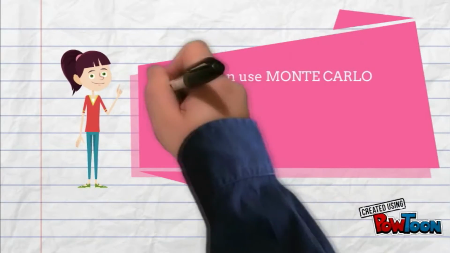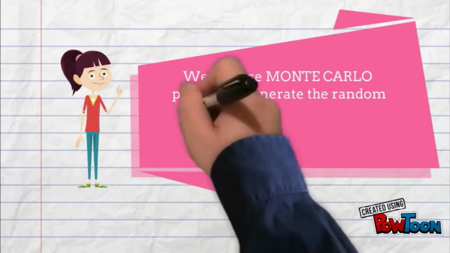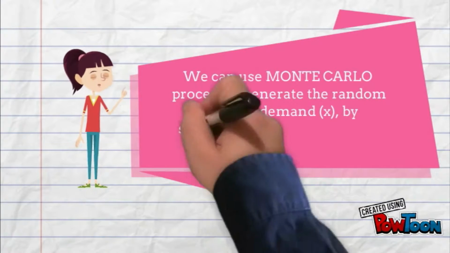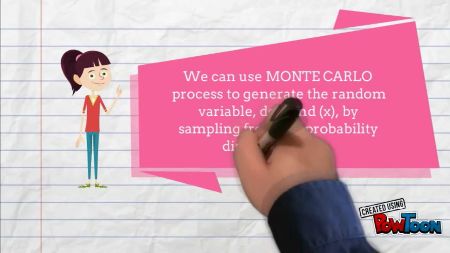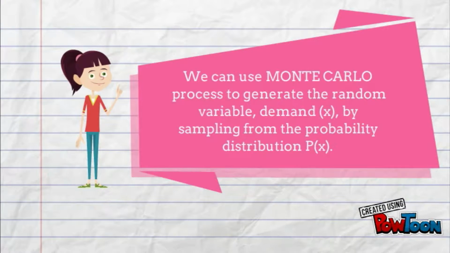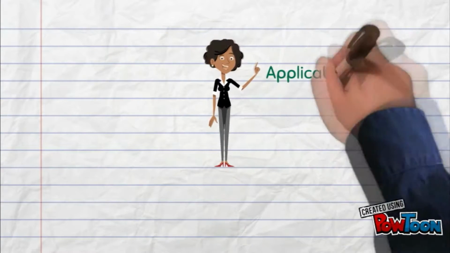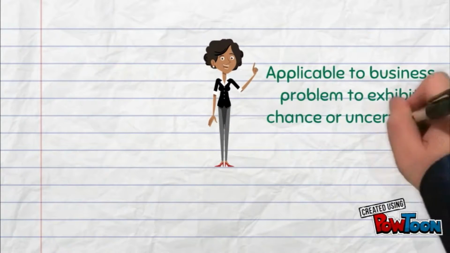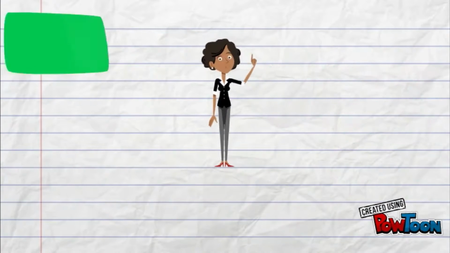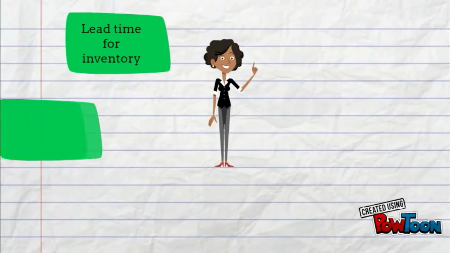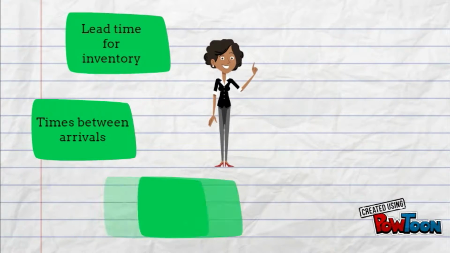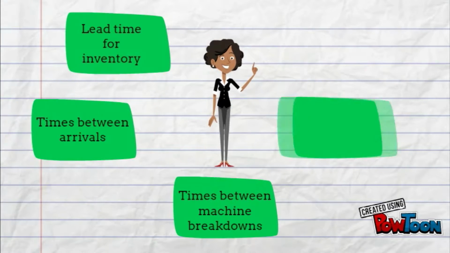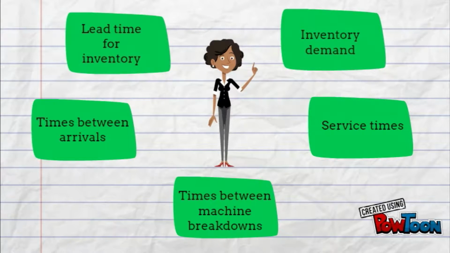We can use the Monte Carlo process to generate the random variable demand x by sampling from the probability distribution Px. The Monte Carlo process is applicable to business problems that exhibit chance or uncertainty, such as lead time for inventory, times between arrivals, times between machine breakdowns, service times, and also inventory demand.